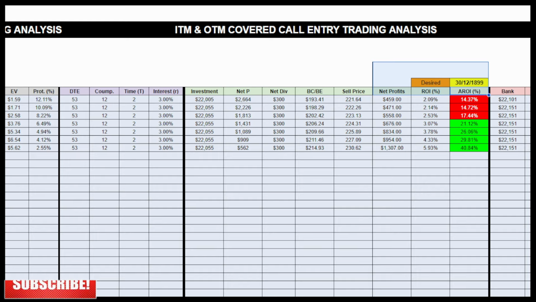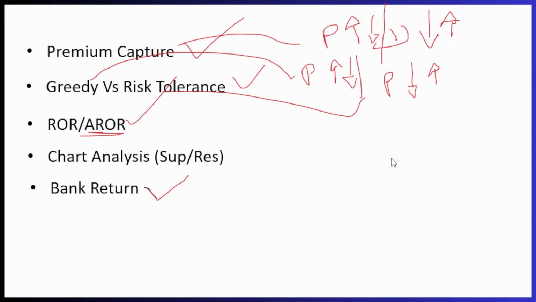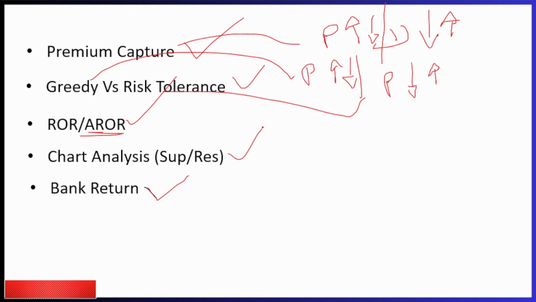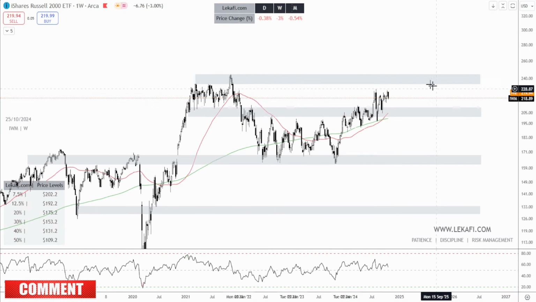And the other one that we're going to have a look at is simple, guys, chart analysis. Of course, you're gonna say, you don't pay attention to chart analysis, technical analysis, fundamental, all the mumbo jumbo. Guys, I don't, but it's good to have it as a confluence, okay? It is good to have it as a confluence. And if you come here to TradingView, we're going to analyze here the IWM.